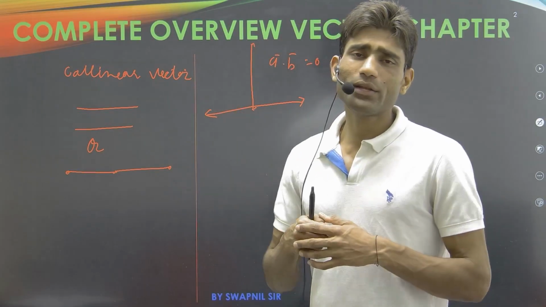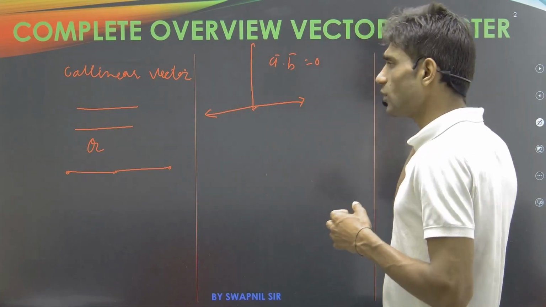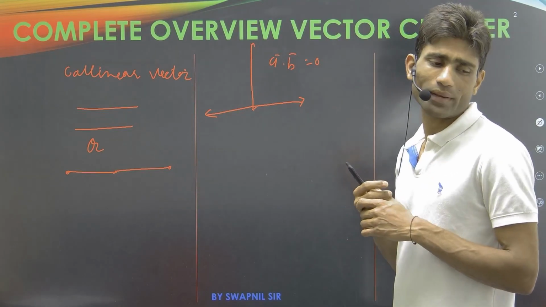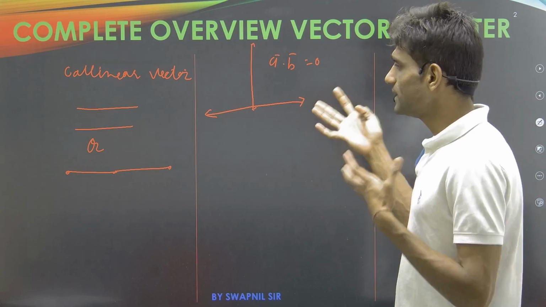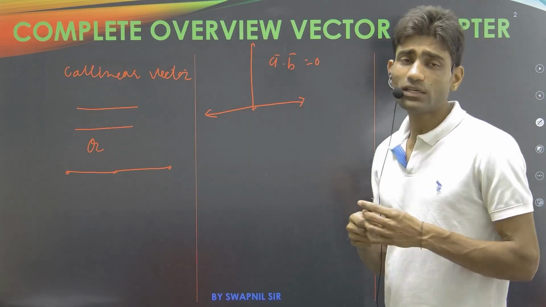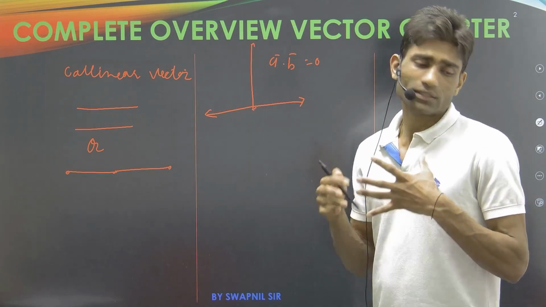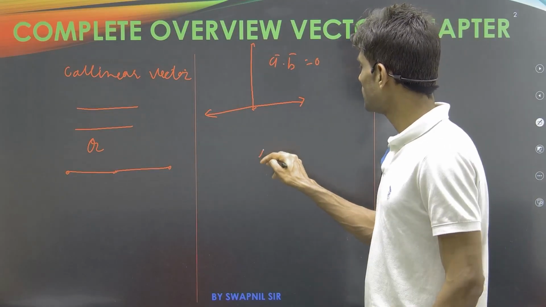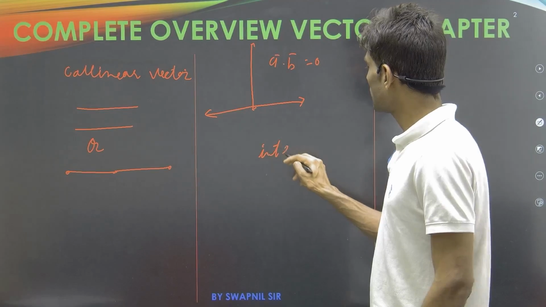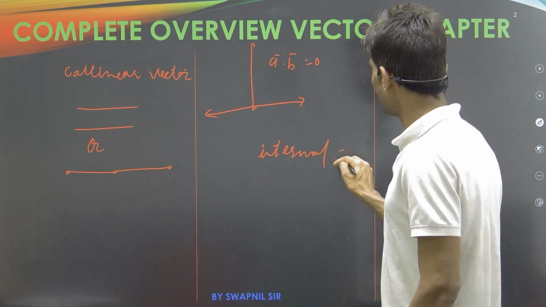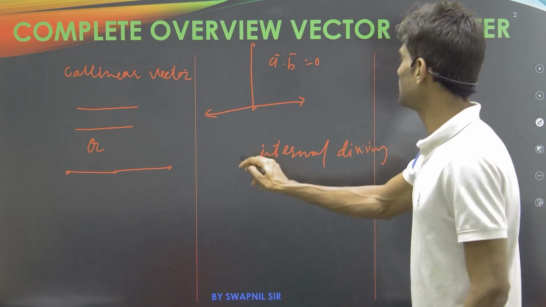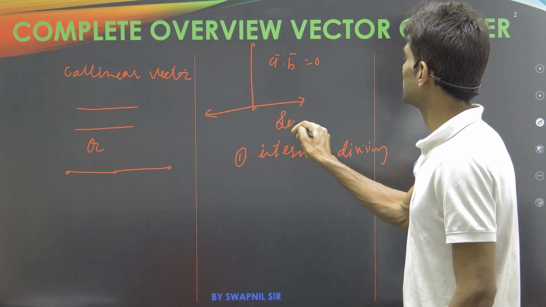After that, we need to know the condition for collinearity and the condition for coplanarity. That one is easier. After that, the result for the section formula, the section formula for internal division and external division. What is the internal division? Section formula for internal and external division.